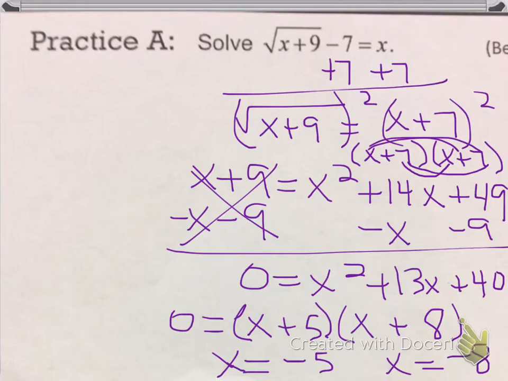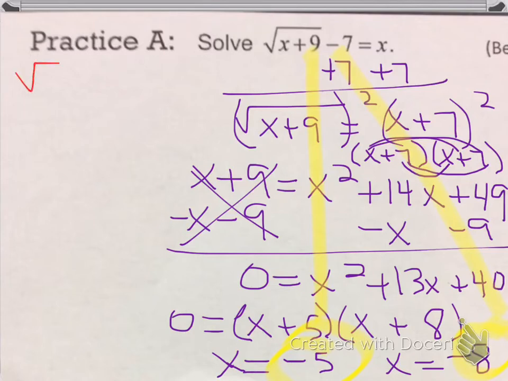Now it's possible that these are solutions, but it's also possible that they're not, that they're extraneous solutions. So we're going to take these really fast, this x minus 5 and this x minus 8, and we're going to substitute them back up into the top just one at a time to make sure that they do or they do not work. So let's do that real fast.